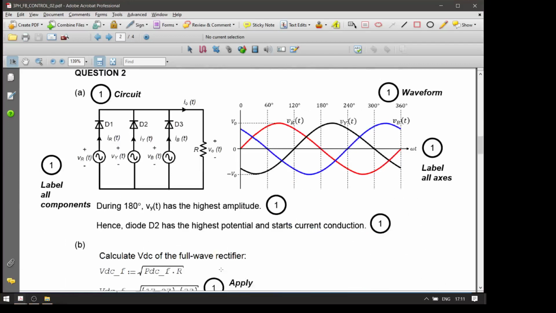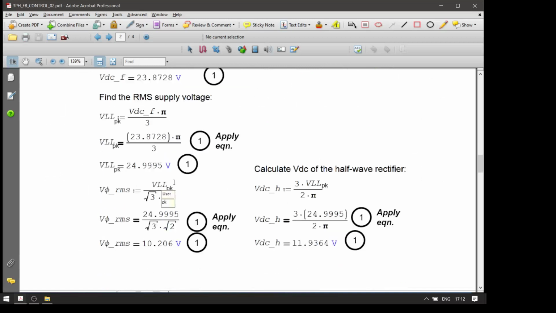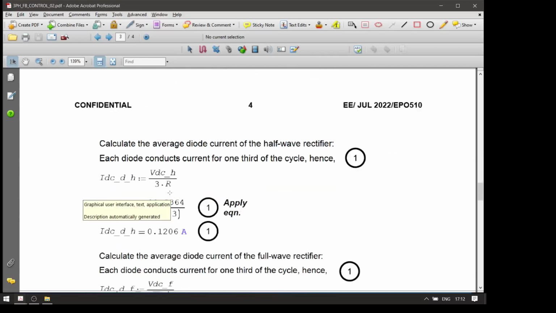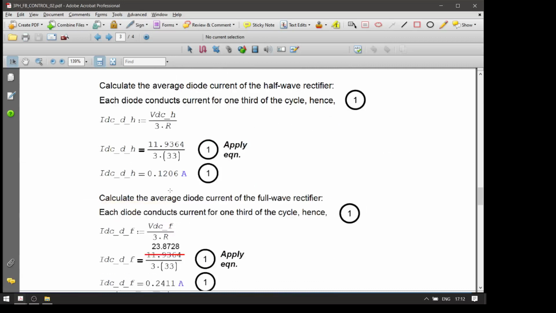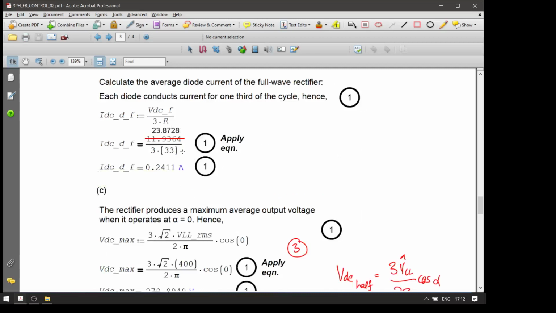So this is question number 2, part A. Draw that, get this VDC, then find the V line to line peak. Look carefully, calculate the average. Everything is already in there.